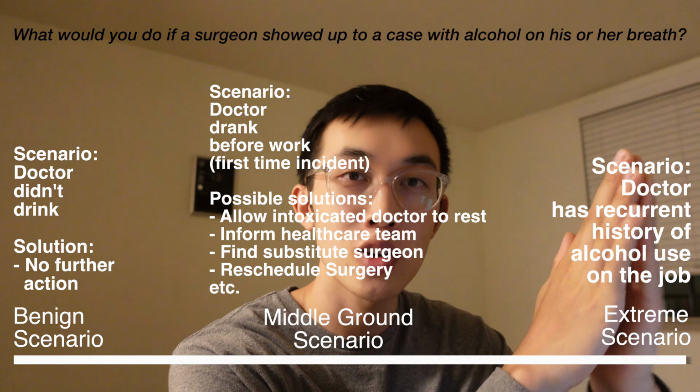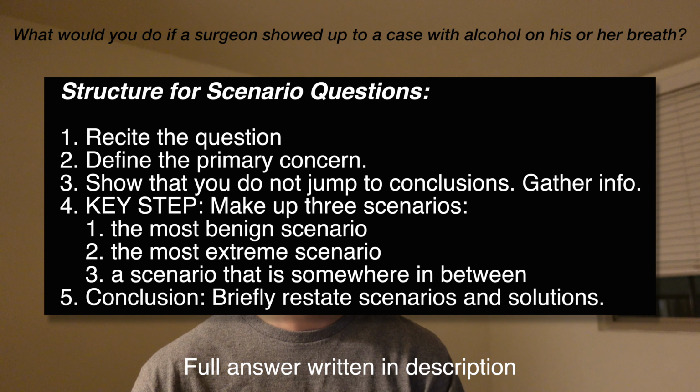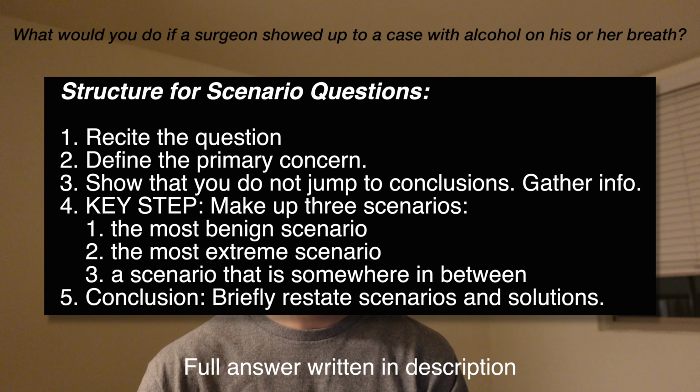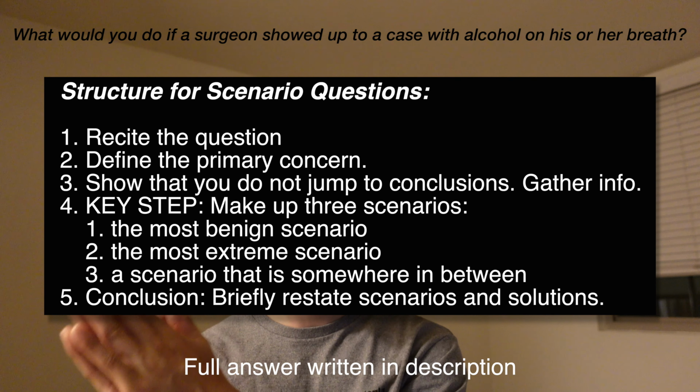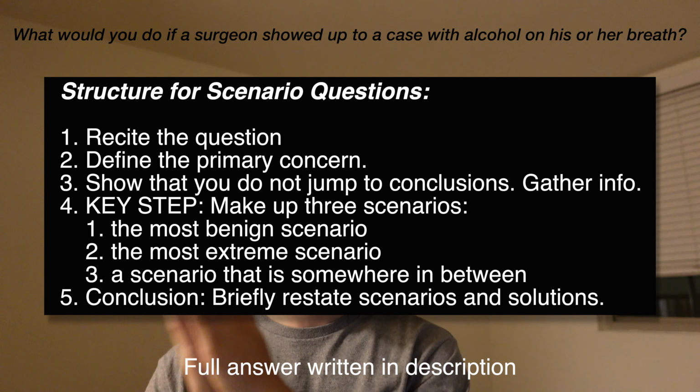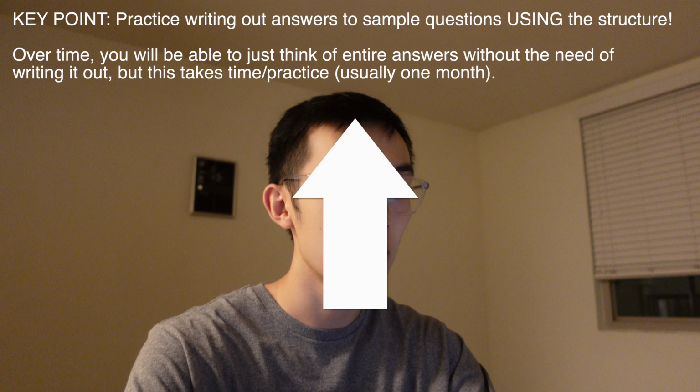That way you can have a flow and be able to state out all the steps, like reciting the question, primary concern, gathering information, 3 scenarios very quickly. And then if you do have time and you didn't go over 3 minutes, you can also give a conclusion at the end and give a brief recap on those 3 scenarios, what you would do. So this is how I practice this structure.